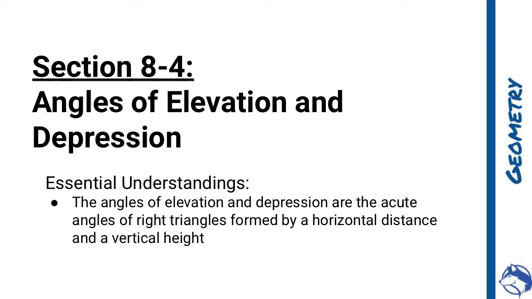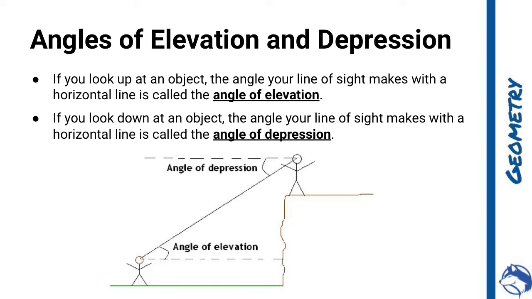Okay, so today we are talking about the angles of elevation and depression. One of the things that we're going to talk about today is that they are acute angles of right triangles that are formed by horizontal distance and vertical height.